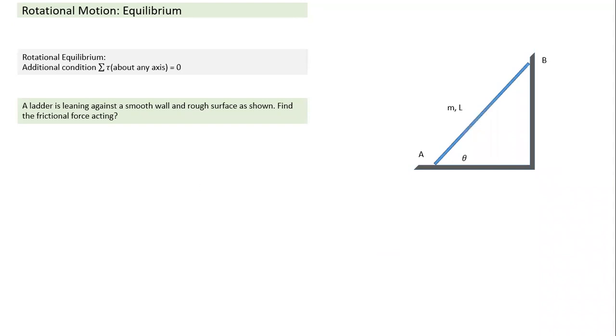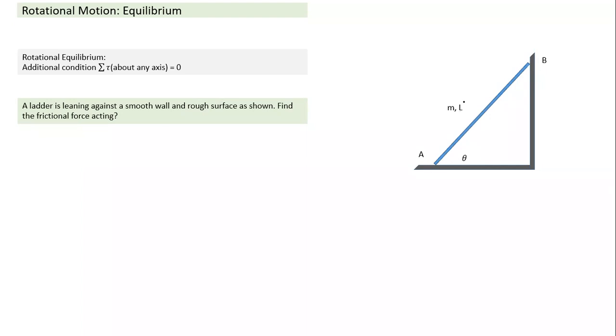Next question is a ladder kind of question. Ladder also is a rotational equilibrium question. Every time we have rotational equilibrium, we have an additional condition that for any axis I choose, the torque about that axis due to all forces acting on the object will come to 0. So the ladder is leaning against a smooth wall. A smooth wall means whatever force acts, it is normal to the surface. There's no tangential component, no friction. And the surface here is rough. Find the friction force acting here.